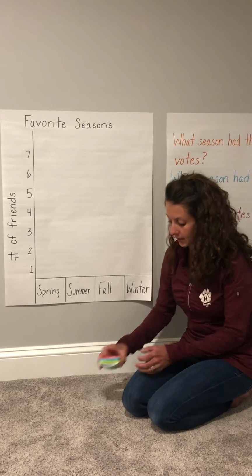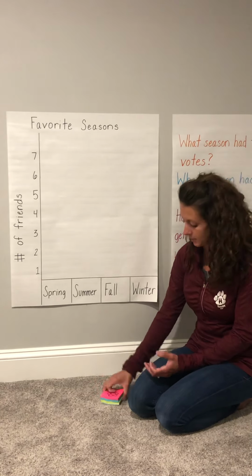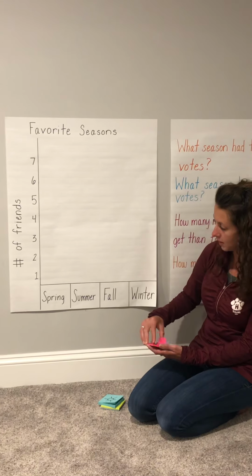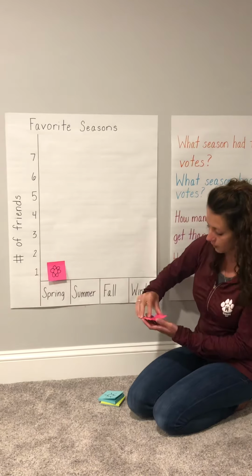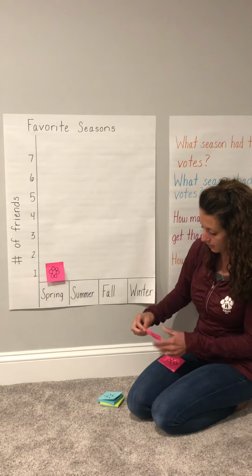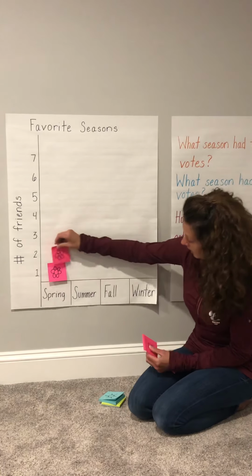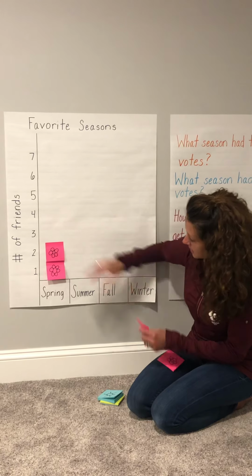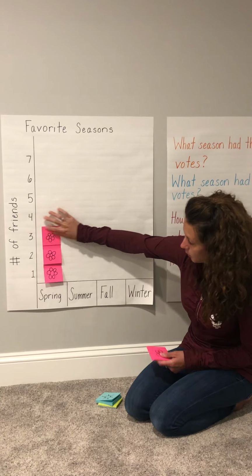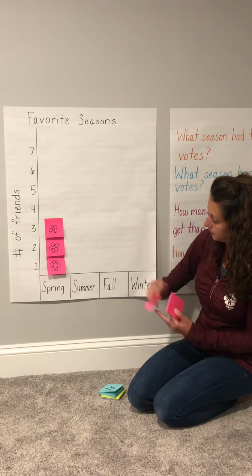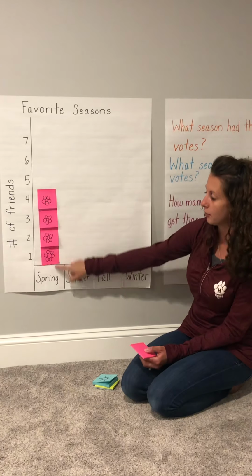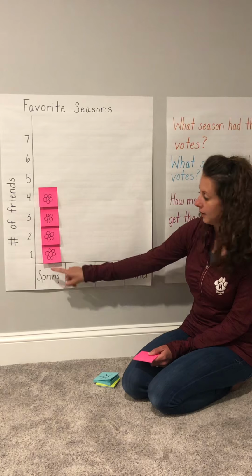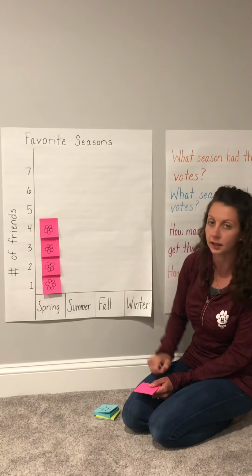So I went ahead and I asked some friends what their favorite season was. So let's put them up on the bar graph. I asked my friends which of the 4 seasons was their favorite. And I had a couple friends say that their favorite season was spring. How many friends like spring? I have 4 friends that like spring.